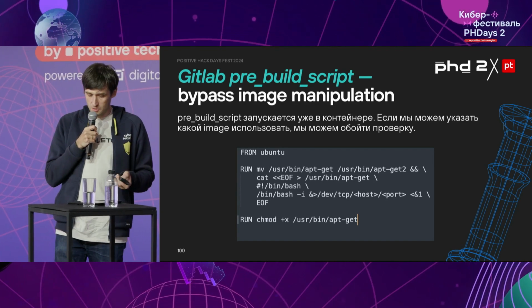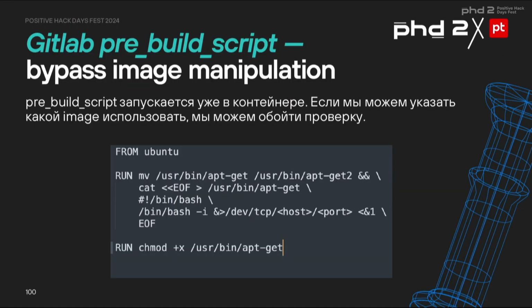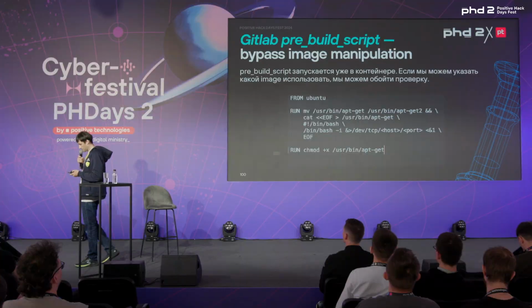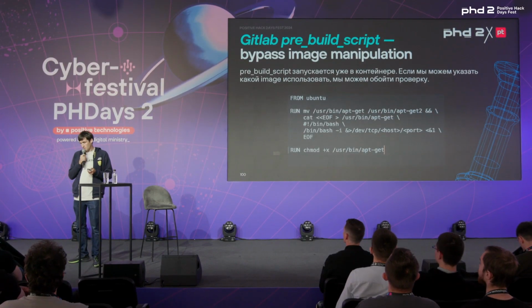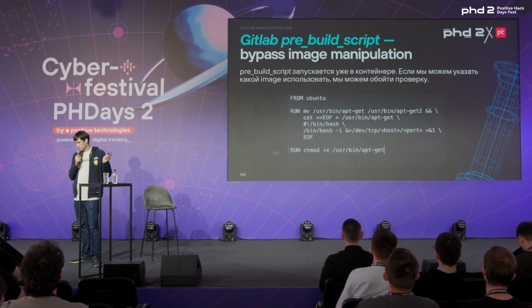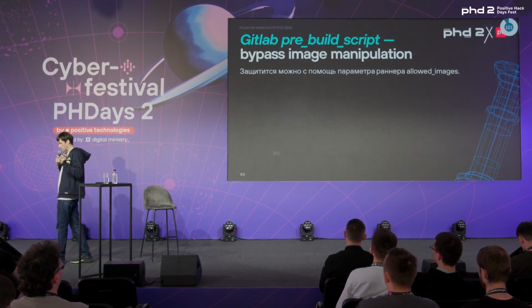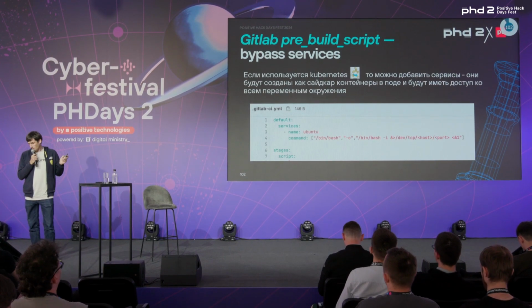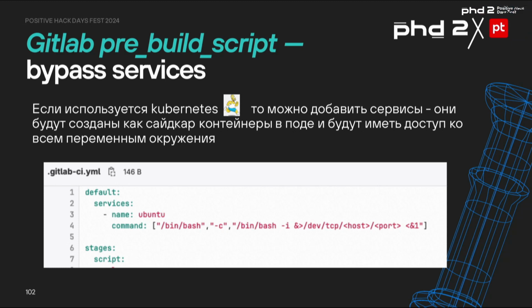The pre-build script is run in the container, and it's just an image. And what's an image? It means that we can substitute something. For instance, apt-get. We can start the pre-build script with apt-get update. Then we substitute a reverse shell for apt-get, and when the build script starts, it just throws us a reverse shell, and that's it. This is the image manipulation. You can protect yourself from that using the runner's allowed_images parameter.